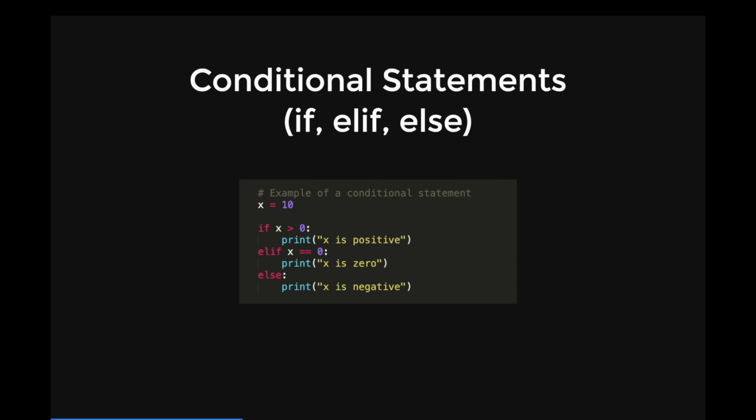So in this example above, the if statement checks if x is greater than 0. If it's true, the corresponding block of code is executed. If not, the else if statement checks if x is equal to 0, and if that's true, its corresponding block of code is executed. If neither condition is true, the else block is executed.